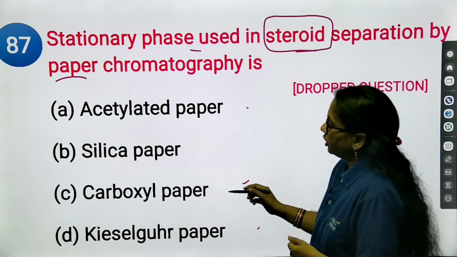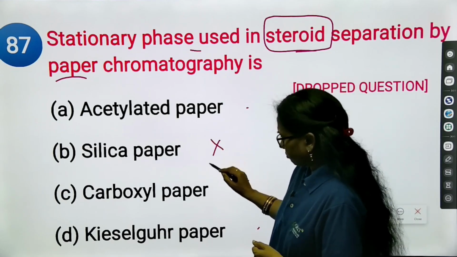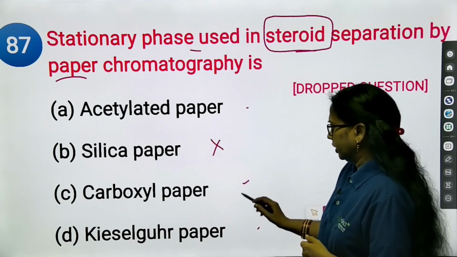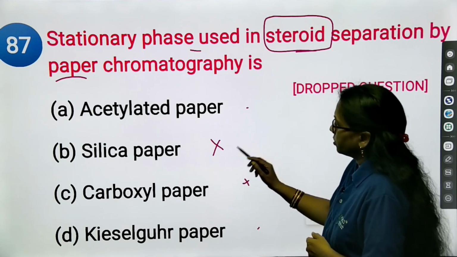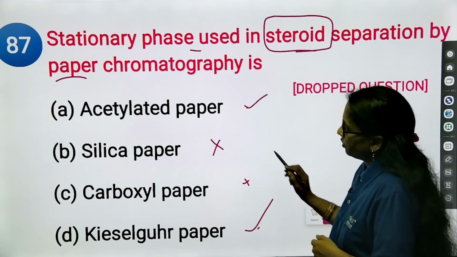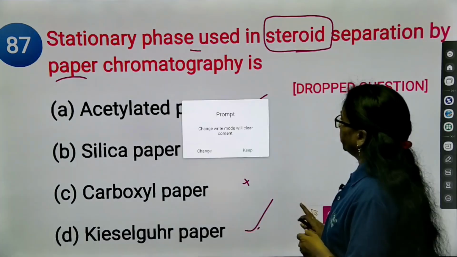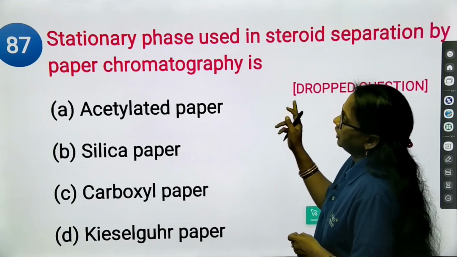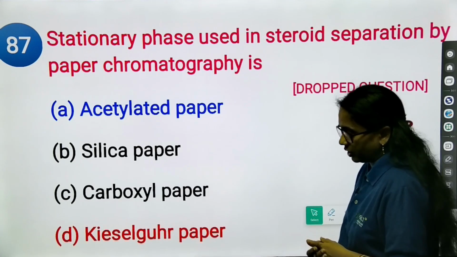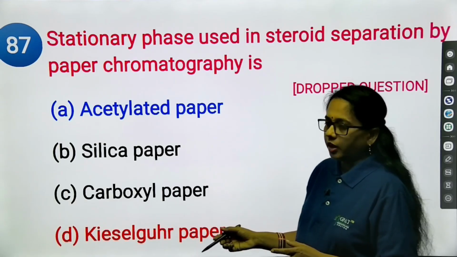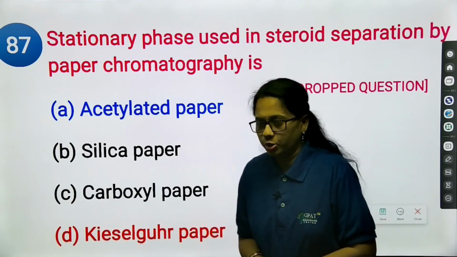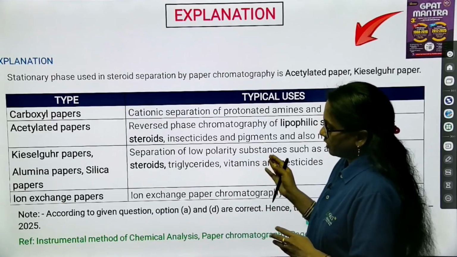Silica paper anyhow is not going to be used, we know that, and carboxyl paper is also not going to be used. The two options, acetylated paper and Kieselguhr paper, are the ones selected in the case of steroid separations. So if you select A or D, any option, it is going to be correct, because it has multiple answers.